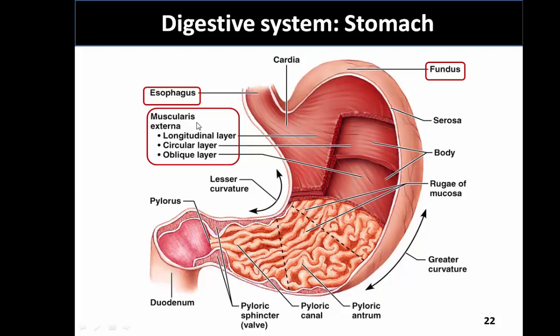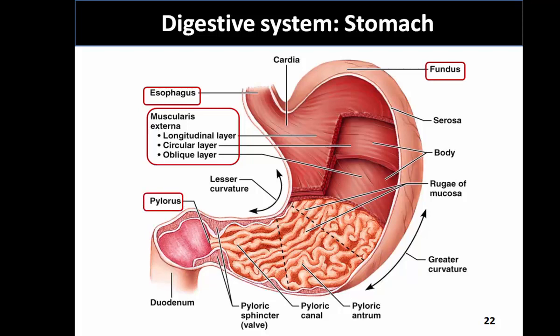In this particular case with the stomach, there's a longitudinal layer, a circular layer, and an oblique layer. And the advantage of having these three layers of smooth muscle with fibers at different angles to each other is it will create a non-symmetrical distortion of the stomach, thereby increasing the mechanical digestion of the bolus of food.